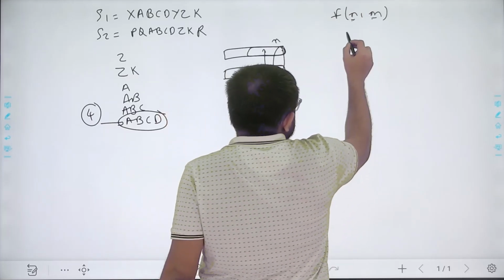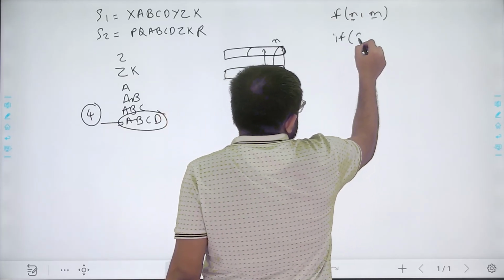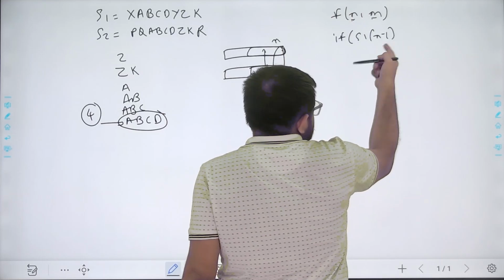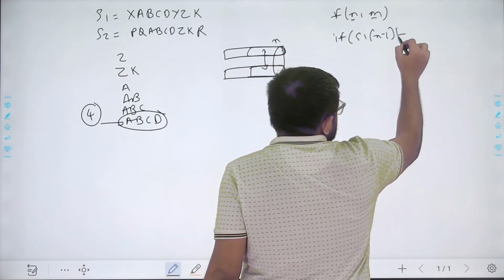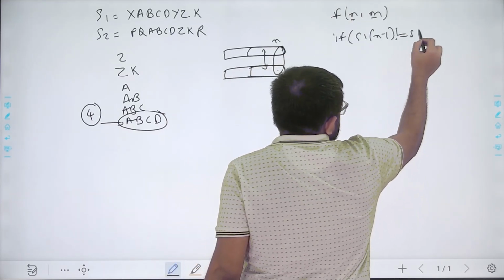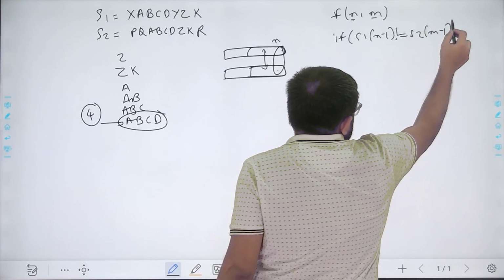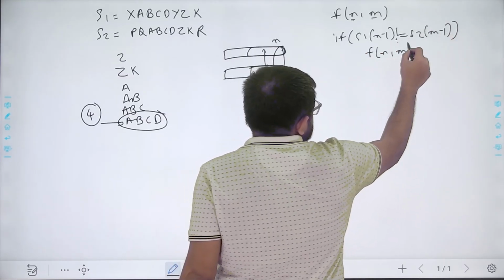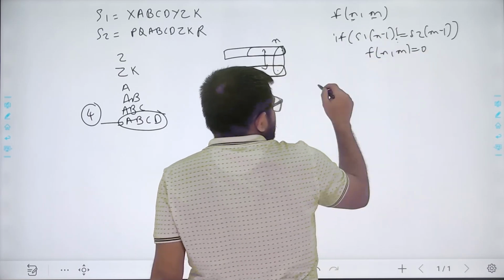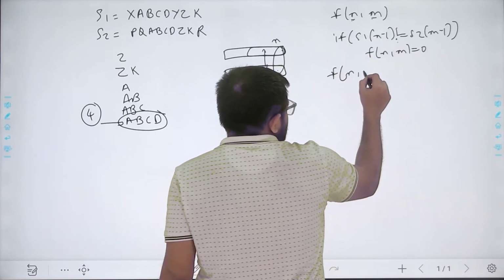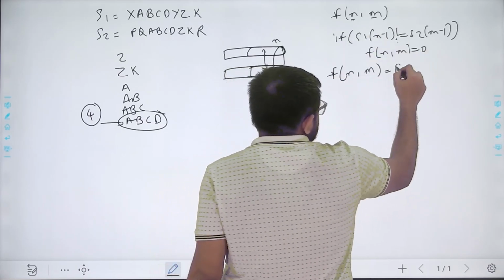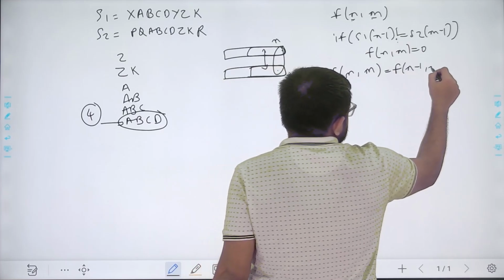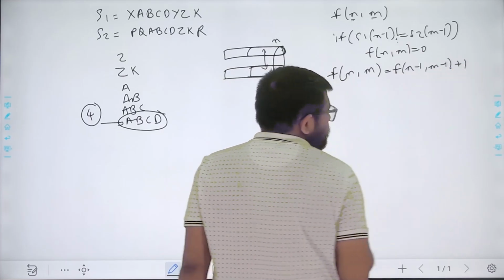So in this case, if S1 of n minus 1, that is the nth character of string 1, is not equal to S2 of m minus 1, then in this case I will say f of n comma m is 0. But if these two characters are the same, then I can say f of n comma m is equal to f of n minus 1 comma m minus 1 plus 1.